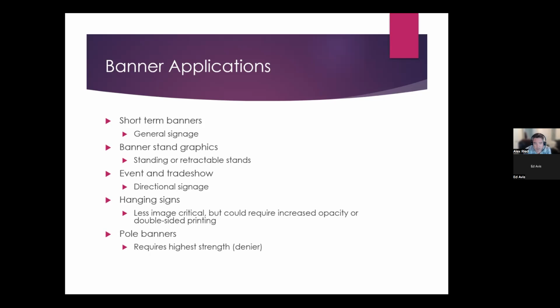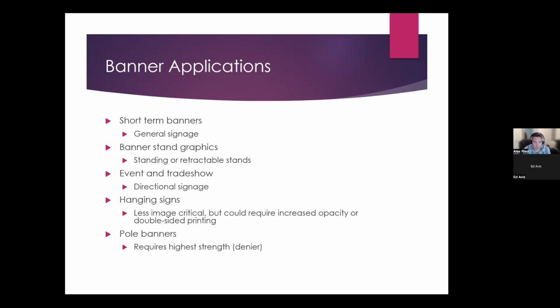And then pole banners, as I mentioned, require the highest strength, or really what's referred to as denier. So denier is going to be listed most likely on all technical data sheets for a variety of types of vinyl materials. So you're looking for something 1,000 by 1,000 or better.